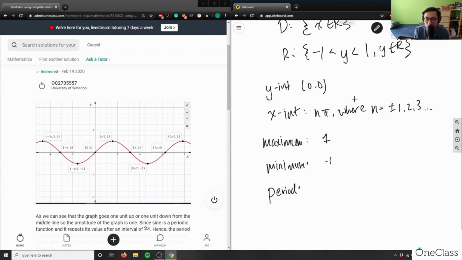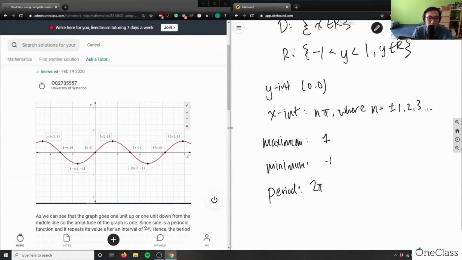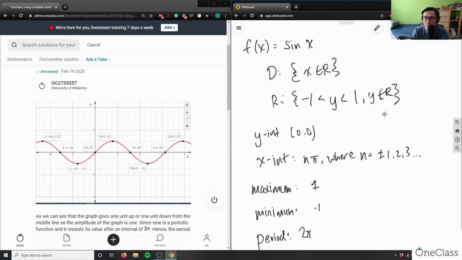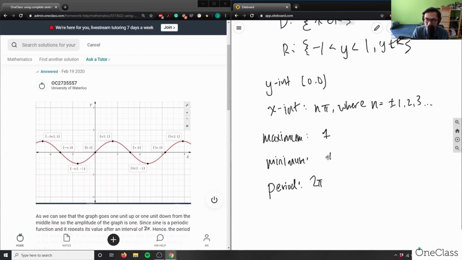So one cycle of the function is every 2 pi, right? So as you can see, from 0, 0 it goes to pi over 2, goes to pi, goes to 3 pi over 2, and then it goes back to 2 pi, and then it keeps repeating this pattern, right? So every 2 pi is one full cycle of this sine function here. So I hope that's enough information for the sine function here. I have domain, range, y-intercept, x-intercepts, maximums, minimums, and periods. And I think that's about it in terms of this function here.